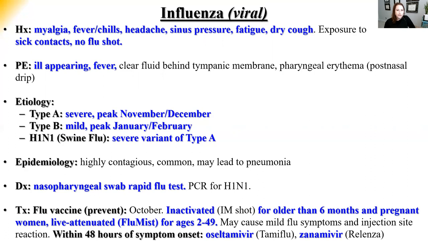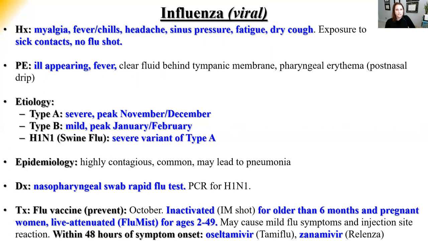We want to prevent the flu as much as possible with the vaccine that's typically given in October. The inactivated or IM intramuscular shot can be given for anybody older than 6 months and pregnant women. Excuse me, that's indicated for 6 months and older and pregnant women. You don't want to give the flu mist or the live attenuated vaccine to children less than 6 months or pregnant women.